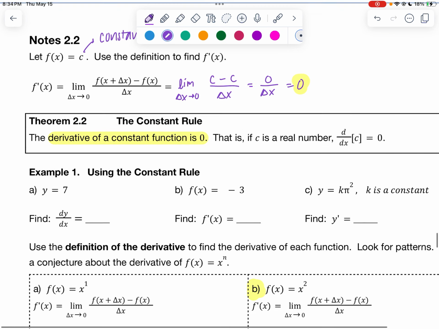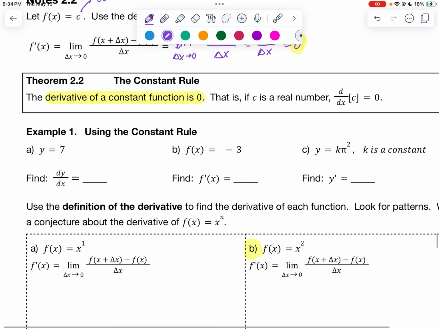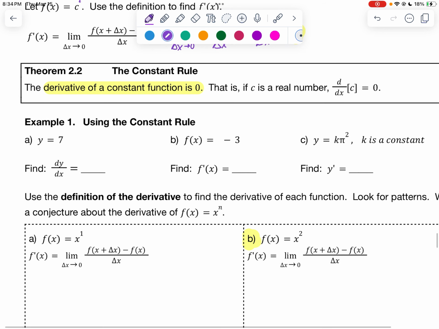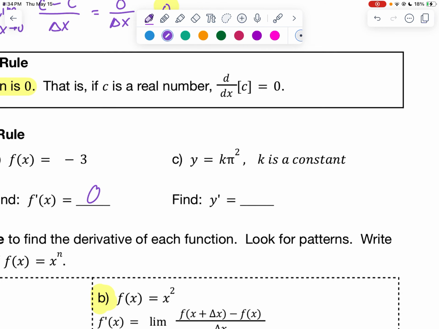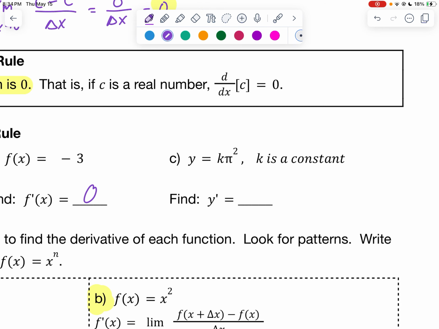That's it. So if I'm looking at examples A, B, and C, if y is equal to 7, the derivative, in this case dy over dx, is just equal to 0. Same exact thing as part B. f of x is equal to negative 3. Negative 3 is just a constant, so f prime of x is just 0. Part C says y is equal to k pi squared, where k is a constant. It is just a number. So therefore, y prime is equal to 0.